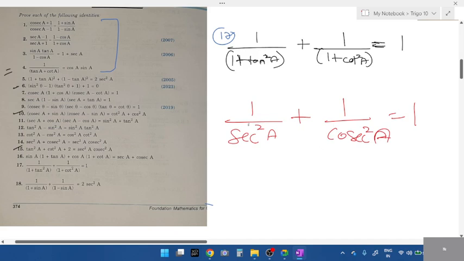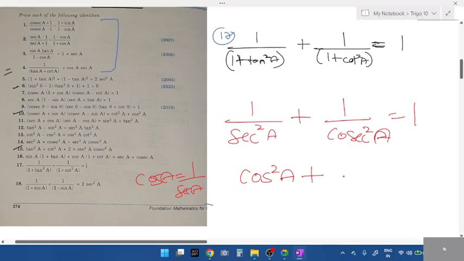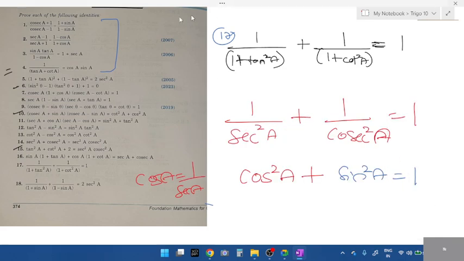After this, we use the reciprocal relation. What is 1 by sec square A? What is cos A, students? Cos A is 1 by sec A. So 1 by sec square A is cos square A, plus. What is 1 by cosec square A? What's the reciprocal relation? Sin square A. What is sin square A plus cos square A, or cos square A plus sin square A? It is equal to 1. So we have completed the left hand side.